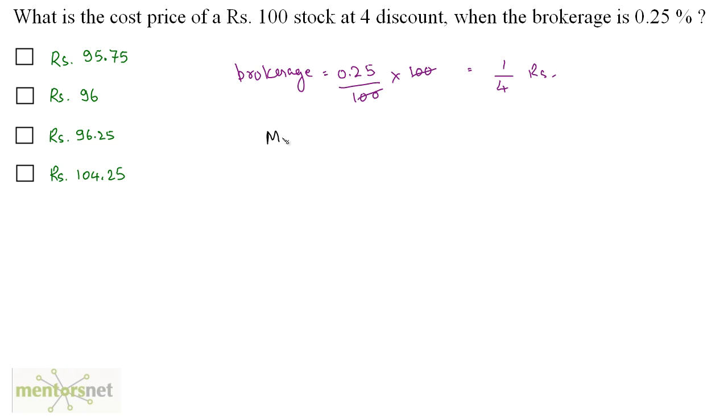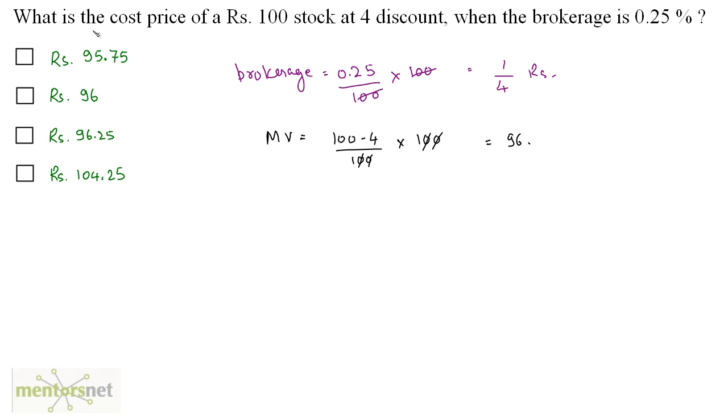What is the market value? So the market value, it is given at a discount. The shares are given at a discount of 4. That means 4% reduction in the face value, isn't it? So this will be 100 minus 4% of the face value. That's 100. Right, so 100 minus 4 is 96.